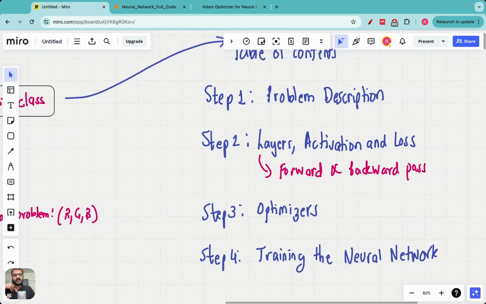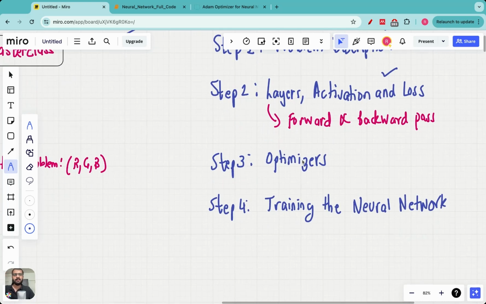I've divided today's masterclass into four steps or four main subparts. We'll start out with the description of the problem which we are going to solve with the neural network. Then we will jump into the key building blocks of neural networks such as layers, activation, and loss. We'll look at the forward pass and the backward pass for each of these components. Then we'll be going into the third step, which is the optimizers, and integrating an optimizer with the forward and the backward pass. And finally, in the fourth step, we'll train the entire neural network in Python and we will visualize the results.